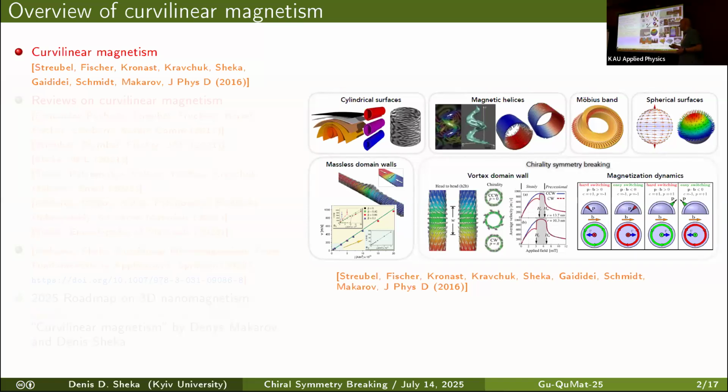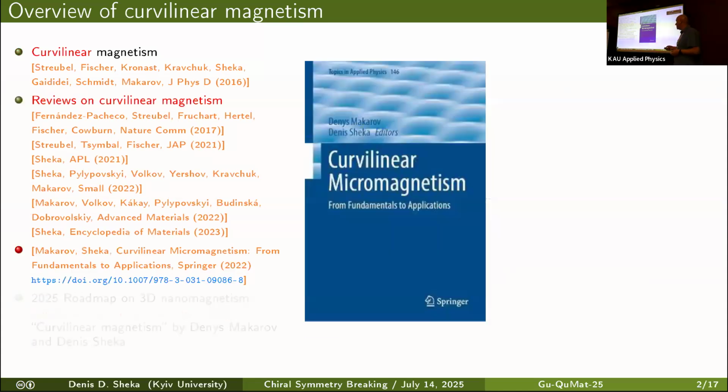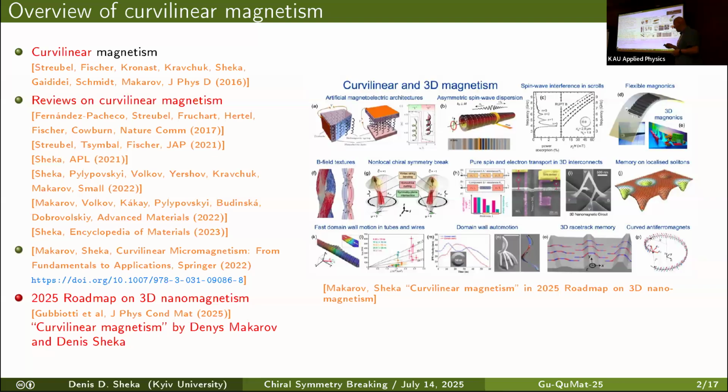During these less than 10 years, curvilinear magnetism has made impressive progress. There appeared a lot of systems, a lot of effects and a lot of applications, which are reviewed in these articles, and probably everything which was done up to 2022 appeared in this book. This year, the roadmap of three-dimensional nanomagnetism contains a review of the current stage of curvilinear magnetism.